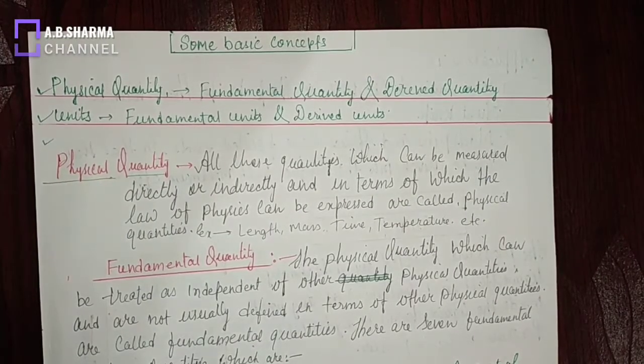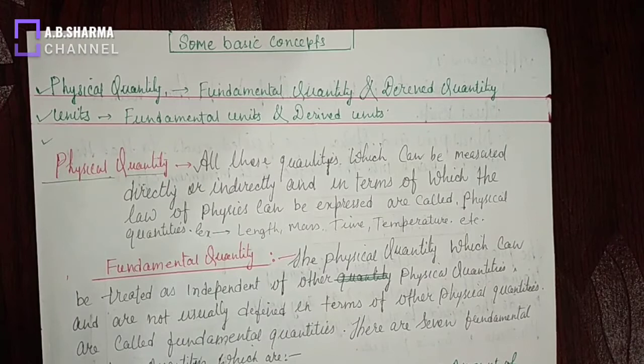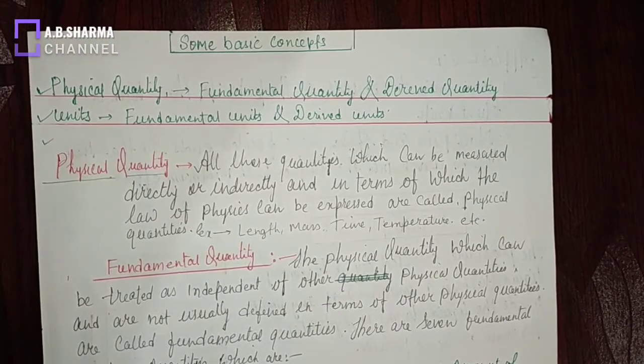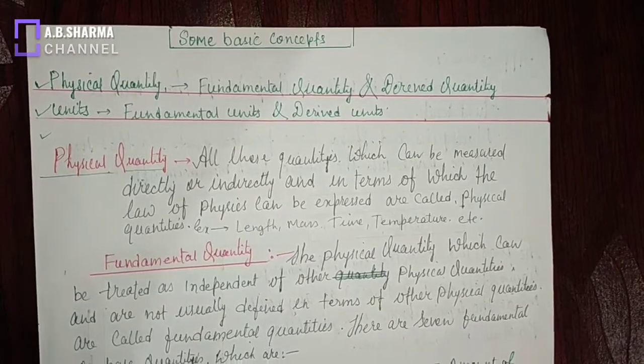In this video, I will explain some basic concepts from the chapter Units and Measurement, and the topics are physical quantities, fundamental and derived quantities, and units, fundamental and derived units. Let us start then. What is a physical quantity?